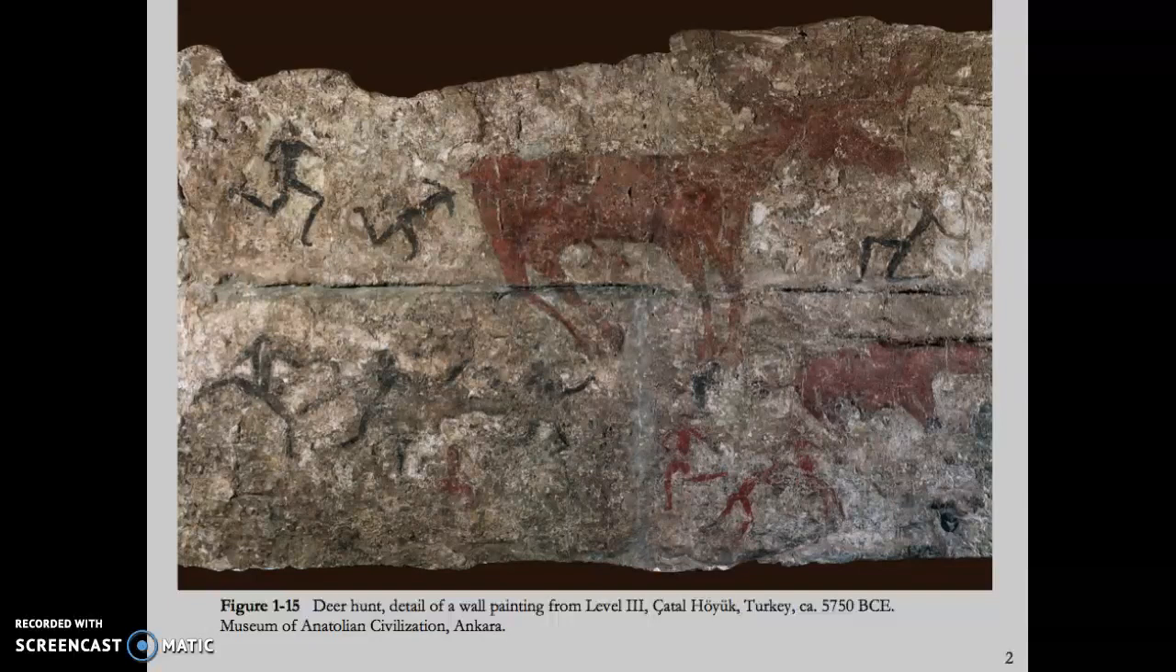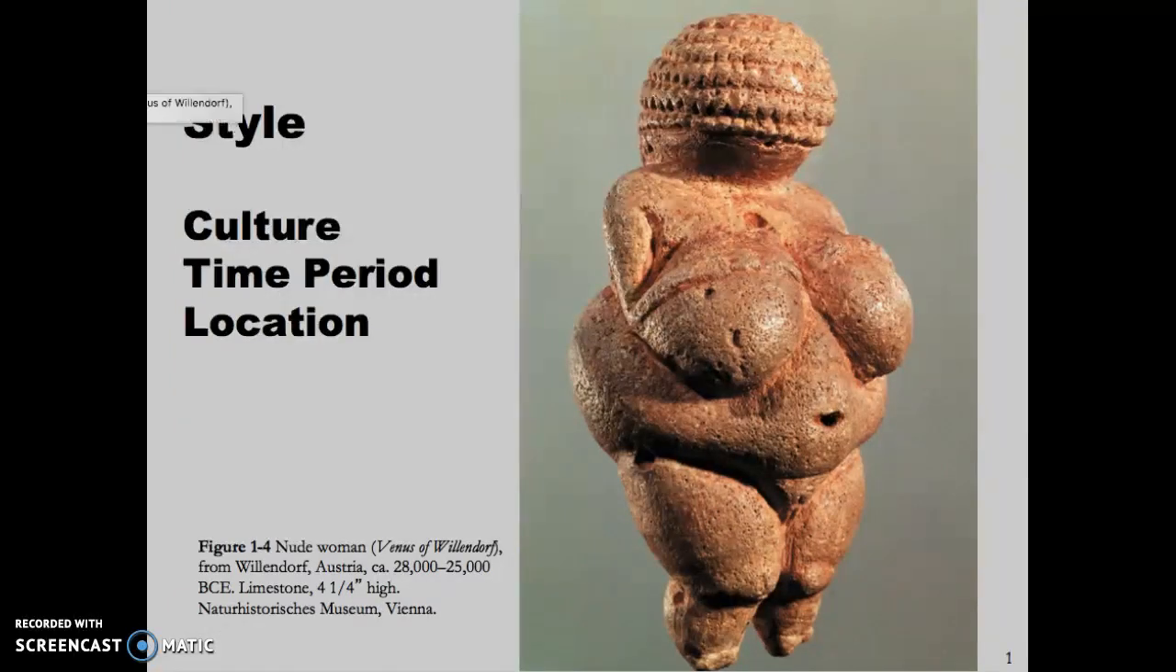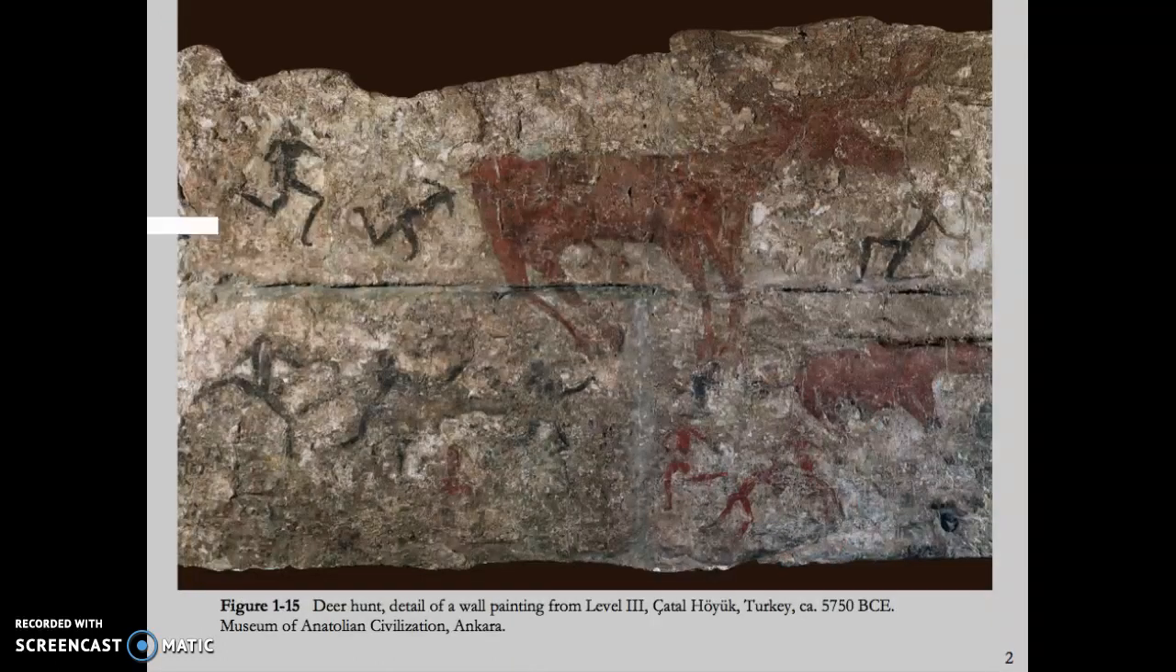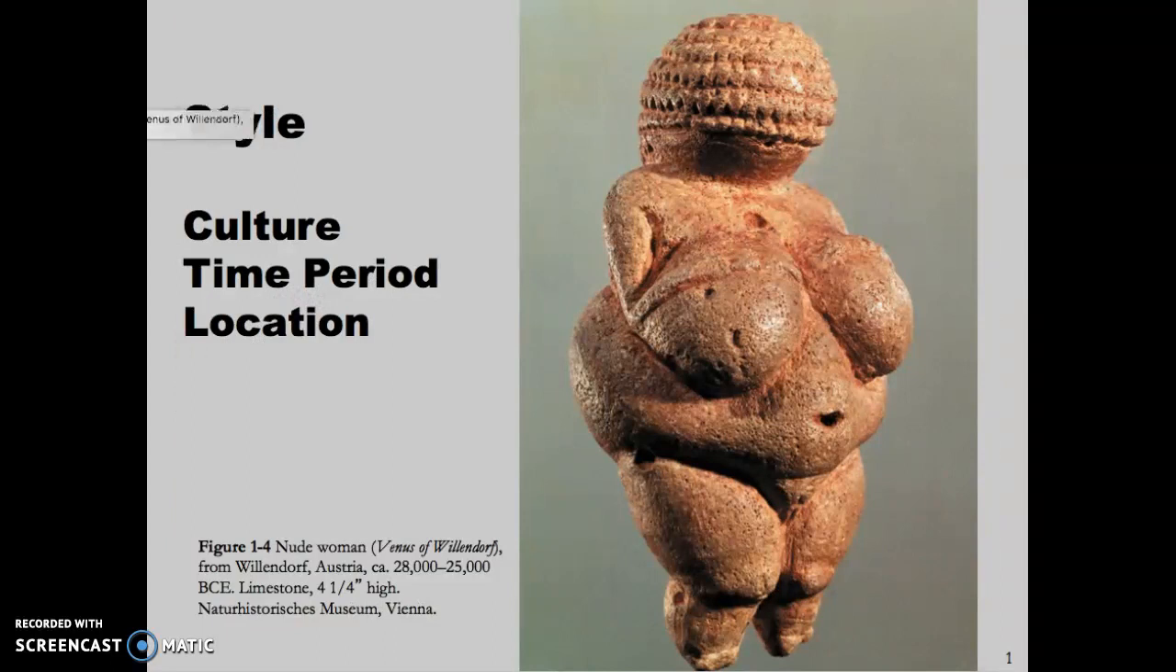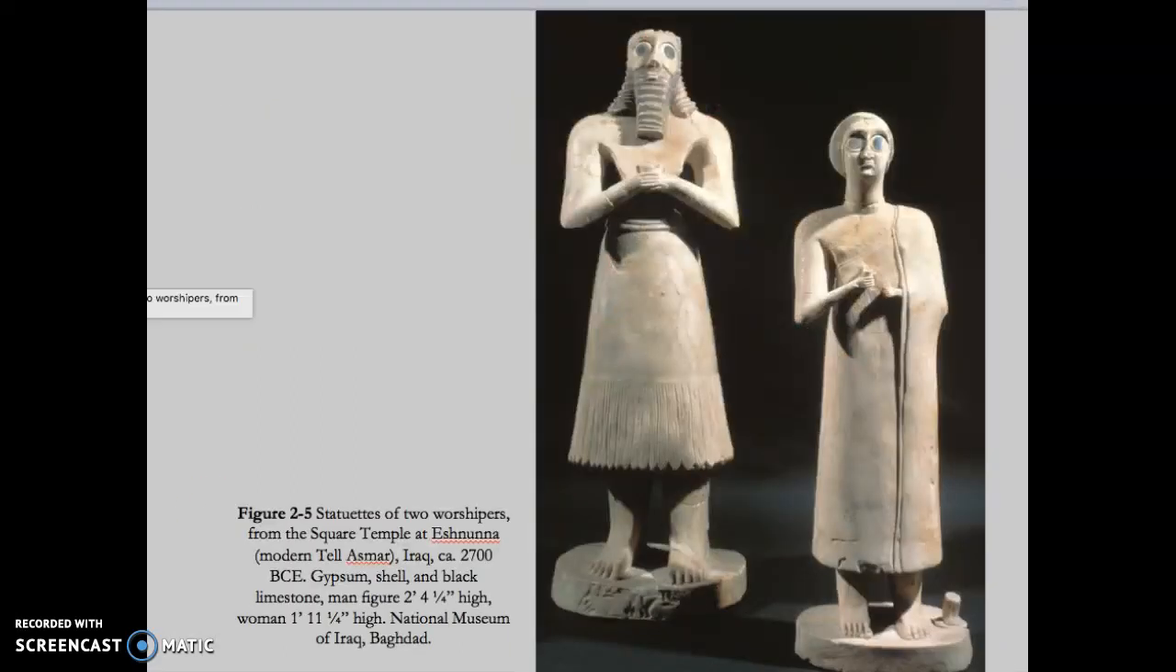Notice that both of these, the deer hunt wall painting and this small sculpture, are both prehistoric. But anytime we can, I'd like you to narrow it down a little bit more. So rather than saying both prehistoric, identify this as Paleolithic and this as Neolithic. You can also identify them more broadly from their location. Probably I wouldn't get as narrow as Austria, but you can talk about Paleolithic European sculpture.